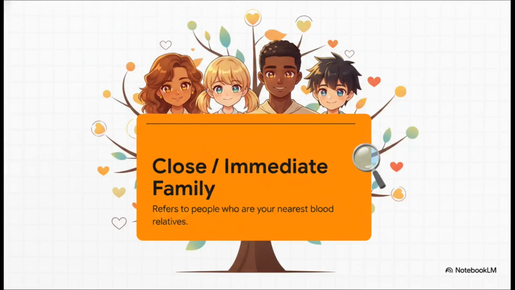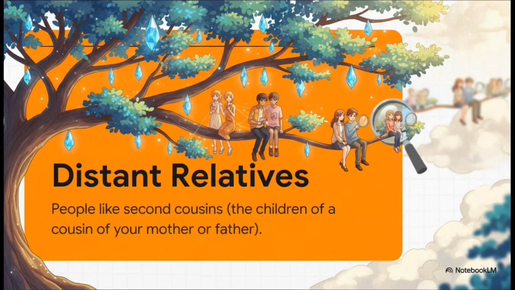Now, let's zoom in a bit. When you hear someone say close family or immediate family, they're really talking about their nearest blood relatives. So think your parents, your siblings, and your kids. They're like the absolute heart of that family tree. And on the other hand, you've got your distant relatives. These are the folks way out on the other branches. A perfect example is a second cousin. So that's the child of one of your parents' cousins. I know, it can get a little complicated, but hey, that's what these words are for.